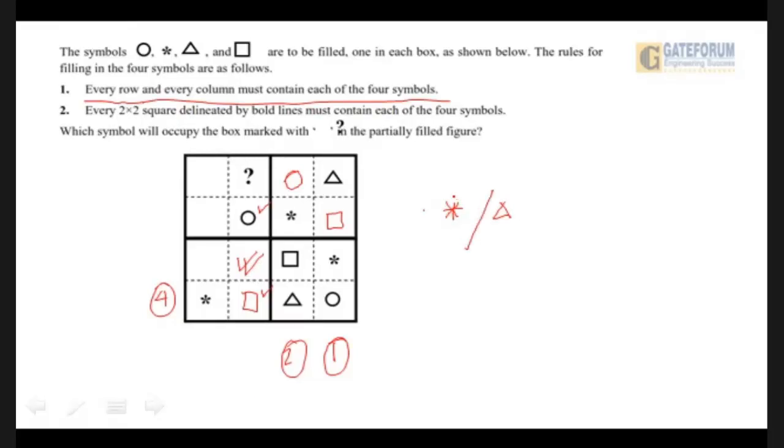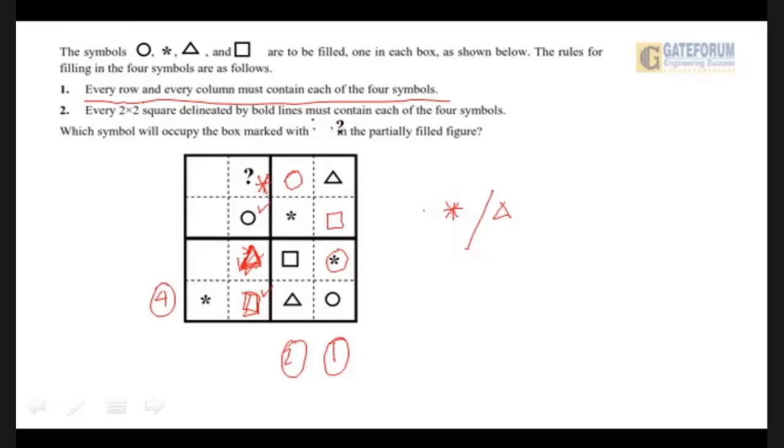But then it cannot be the star, because the star is already present here. If I put the star here in the same row, there will be 2 stars, which is not possible. So I can say with sanguinity that this must be the triangle. Now if this is the square, this is the triangle, this is the circle, what will be this? This has got to be the star.